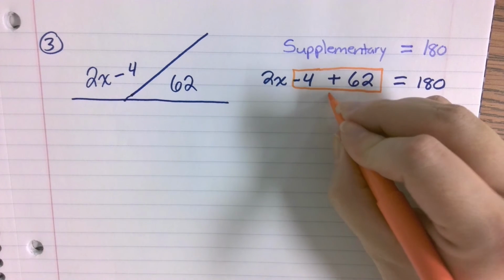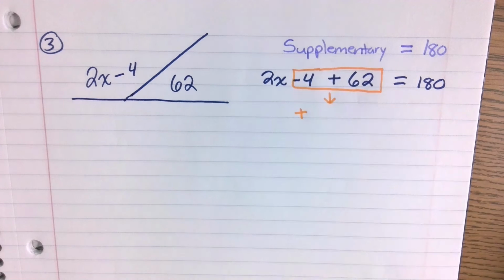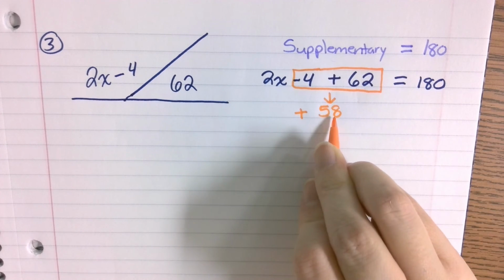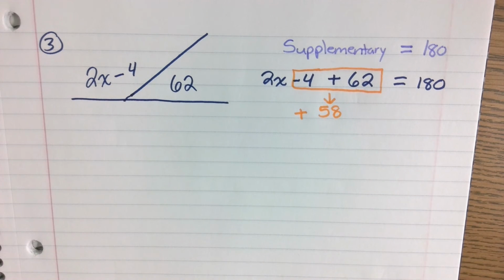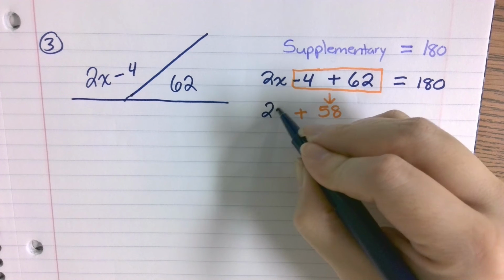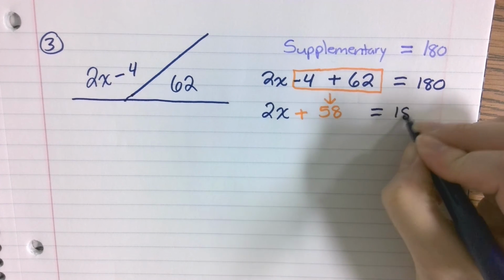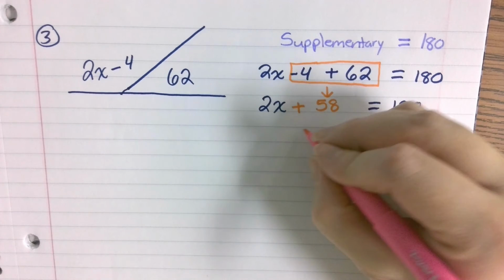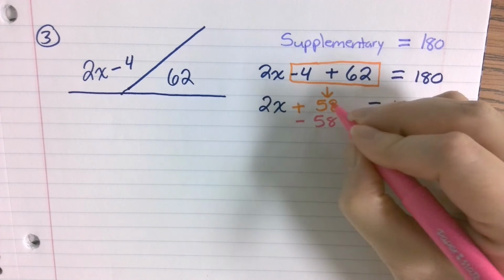So negative 4 plus 62 comes out to a positive 58. And then that 2x comes down. So we have 2x plus 58 is equal to 180. What's the constant? 58. So we're going to do the opposite. We're going to subtract 58 from both sides.